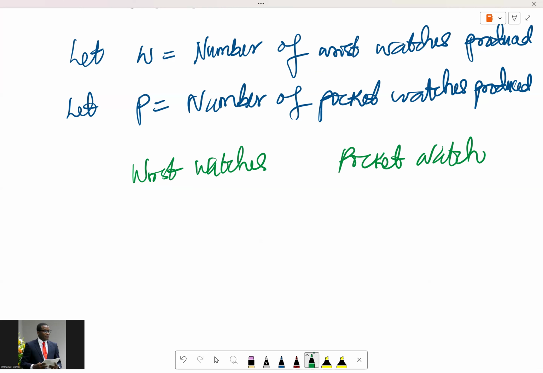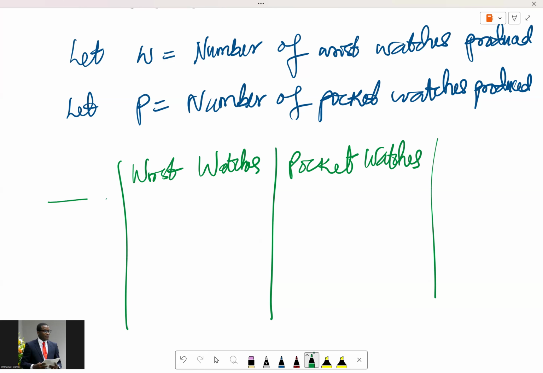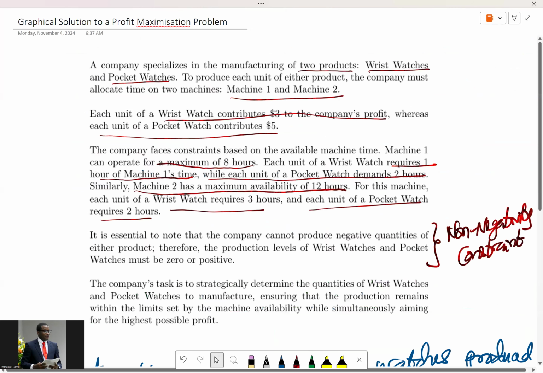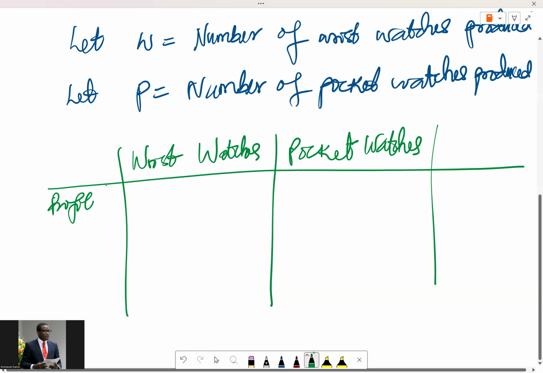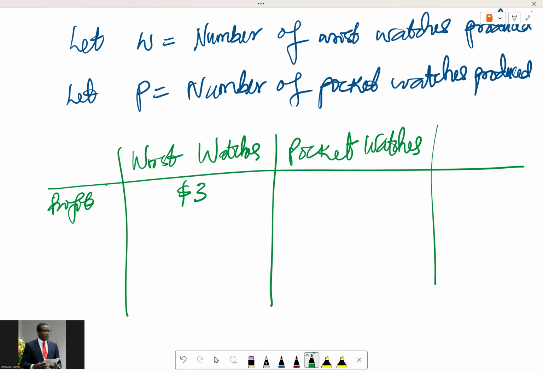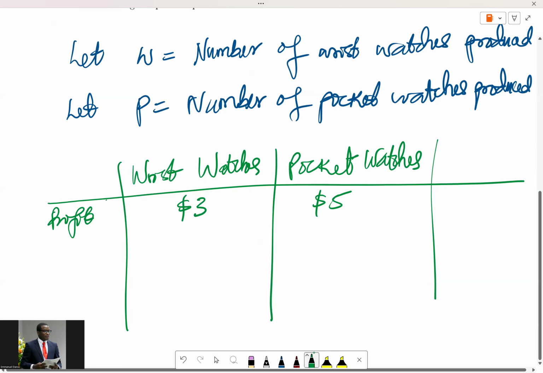So we can write it out this way so we can follow. I'm going to need some space, so let me put wristwatches and then pocket watches, with some space left and right. The first part says we have two machines, but before we get to the machine part, each unit of a wristwatch contributes $3 to the company's profit, while each unit of a pocket watch contributes $5. So that's talking about profits.